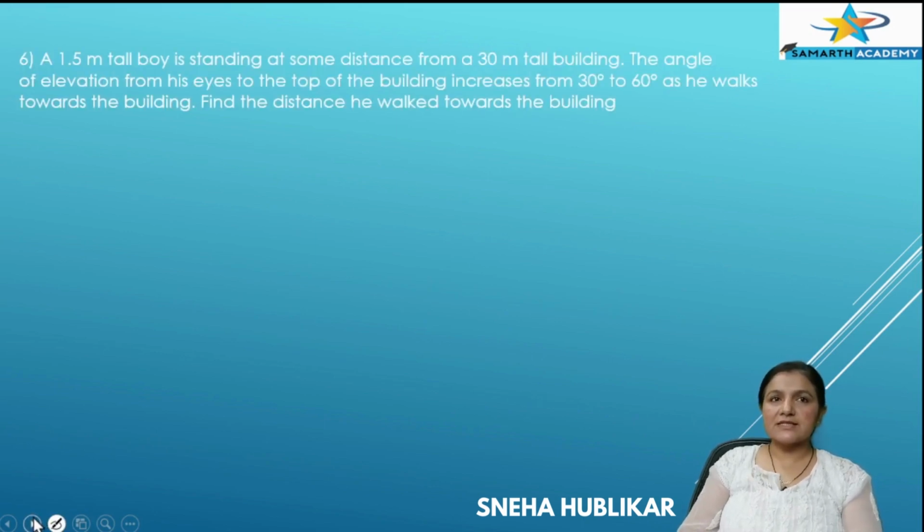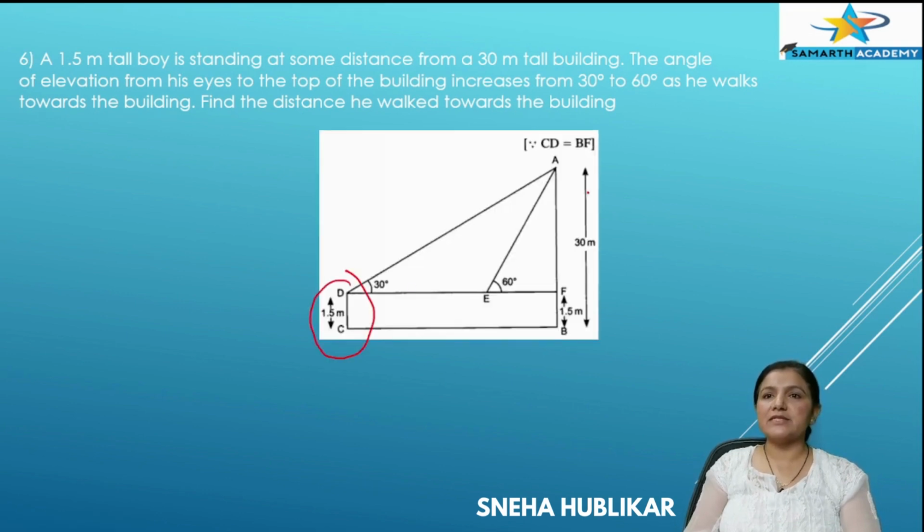Let's go to question 6. A boy 1.25 meter tall standing at some distance from a 30 meter tall building. The angle of elevation from his eyes to the top of the building increases from 30 degree to 60 degree when he walks towards the building. Find the distance he walked towards the building. So what we need to find? We need to find DE. What is DE? DE is DF minus EF.